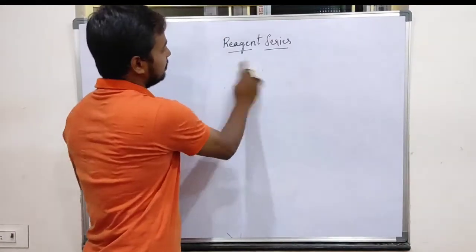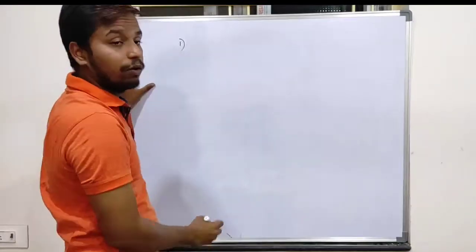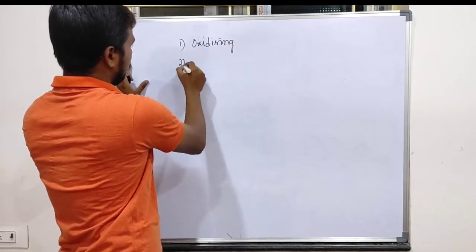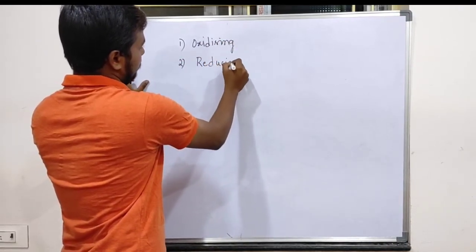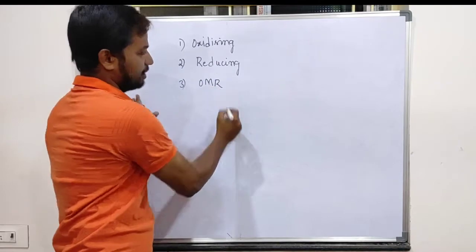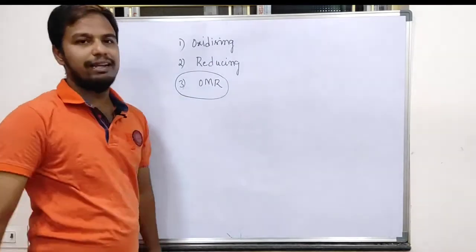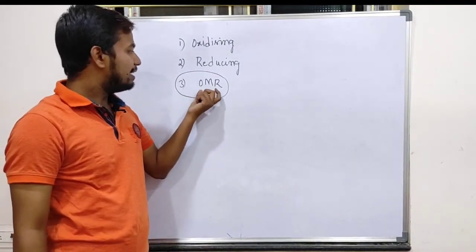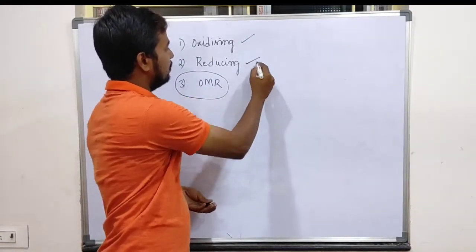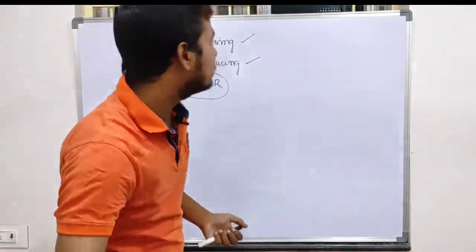There are basically three types of reagents. We all very well know. First one is oxidizing reagents. Second one is reducing reagents, and organometallic reagents. I will be making a separate series for organometallic reagents. Why? Because organometallic reagents have a separate fan base. That's why I will be making it separately. So in this series we will be discussing both oxidizing as well as reducing agents. First of all, I will discuss the oxidizing agents.